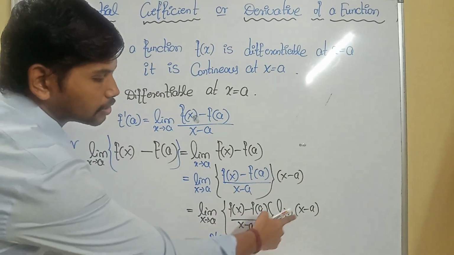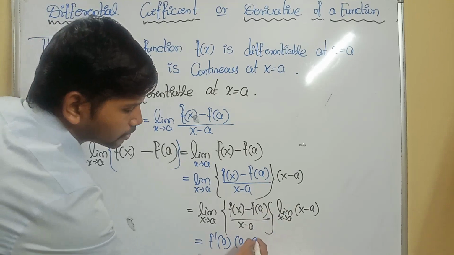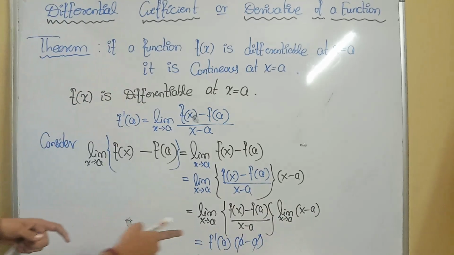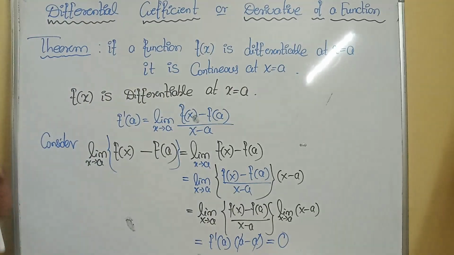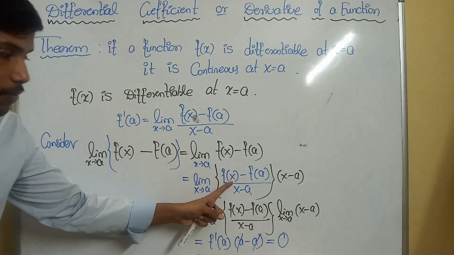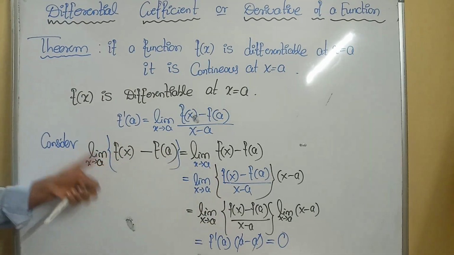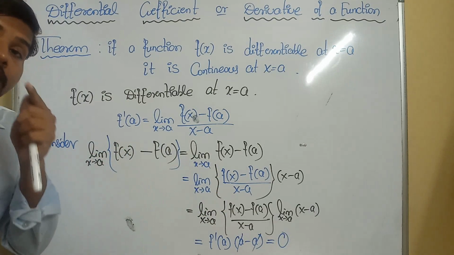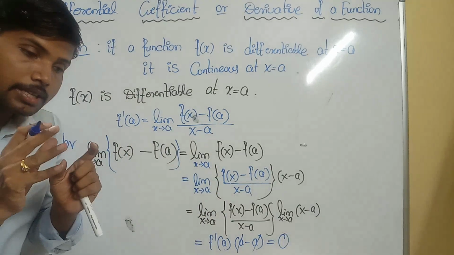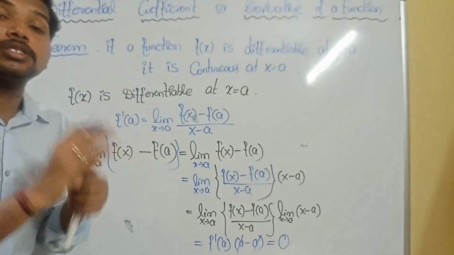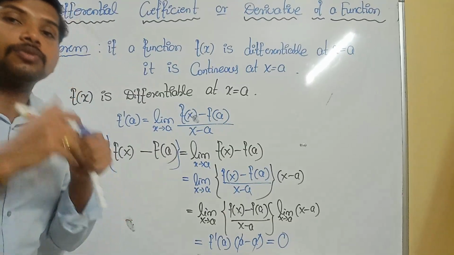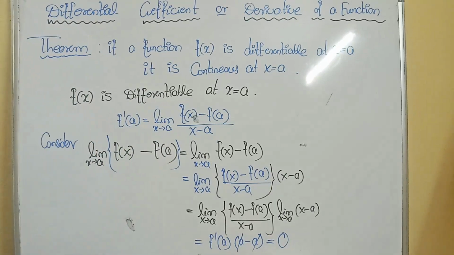Here x is replaced by a, it will be a minus a. What is a minus a? 0. 0 into anything will be 0. Means what we understood is every differentiable function must be continuous. Getting my point? And one more thing you need to note down, that is every differentiable function must be continuous, but every continuous function need not be differentiable.